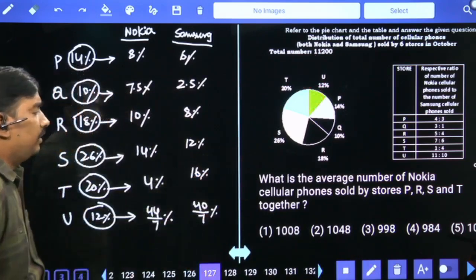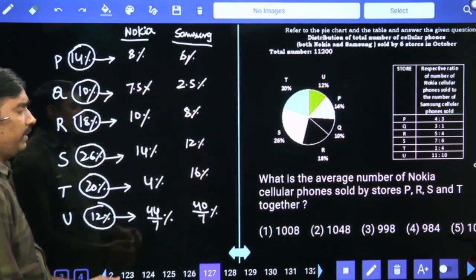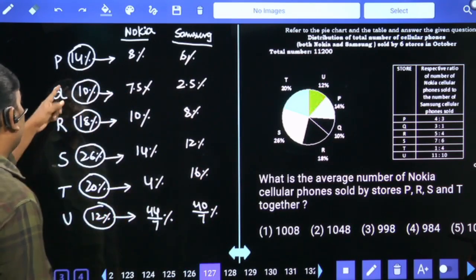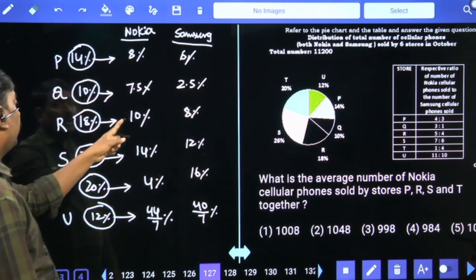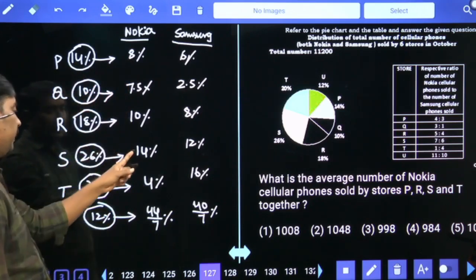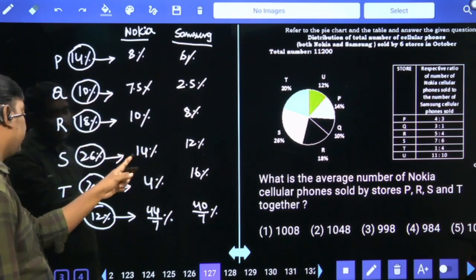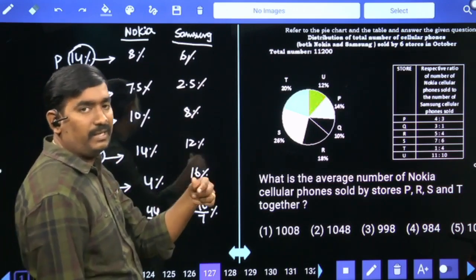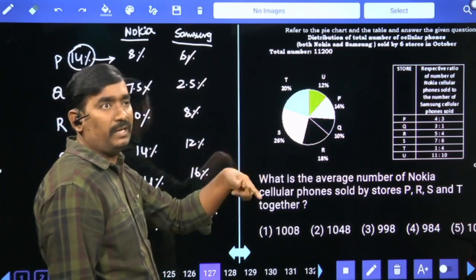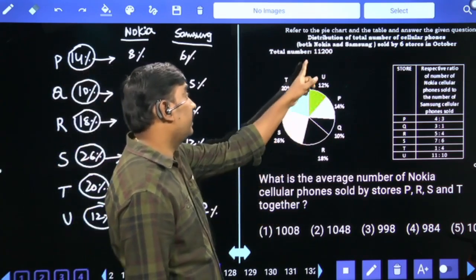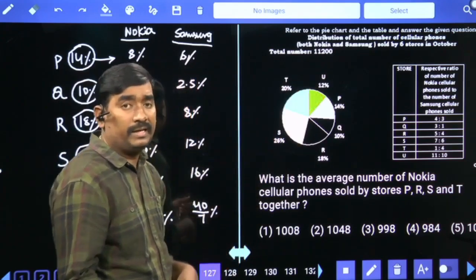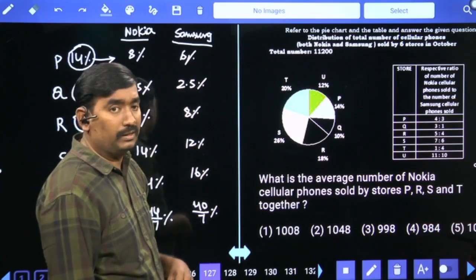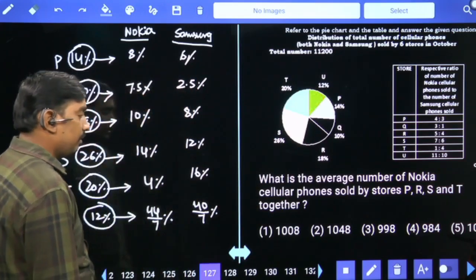What is the average number of Nokia cellular phones sold by P, R, S, T? P 8%, R 10, Q 18%, S 14, 18 plus 14, 32, T 4%, 32 plus 4, 36. Average means divide by 4. 36 by 4 means 9%. 1% value 112. 9% value 9 into 112, 1008.